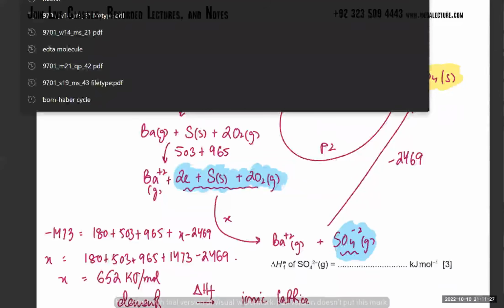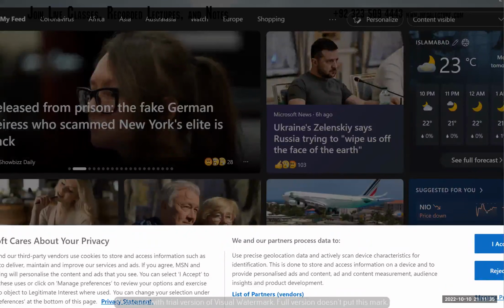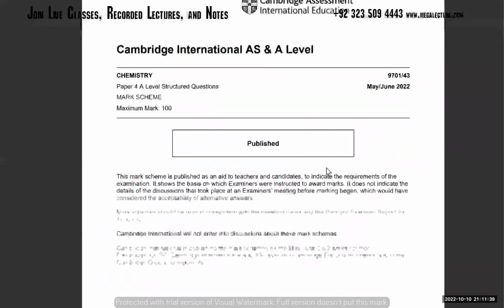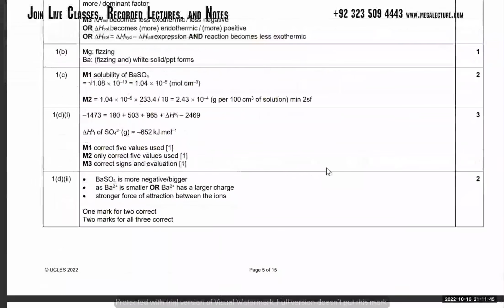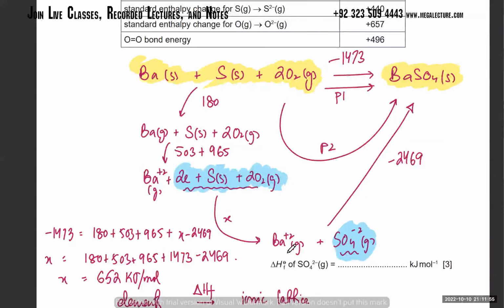We can just quickly check this one. And be very careful with these bond enthalpy cycle questions. Just a second. So this one, they're saying it's minus 652. Sir, I got minus 652 as well because I think you forgot to make 2469 positive when you send it to the other side.